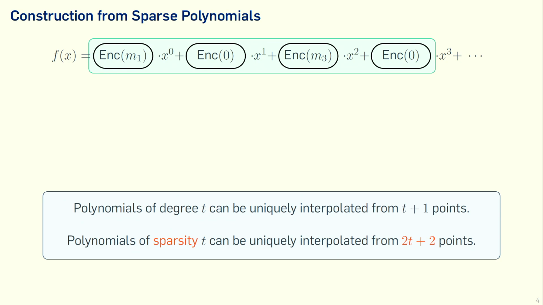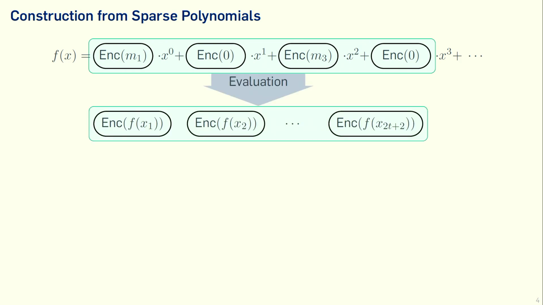So how can we apply this here? One way is taking this polynomial and evaluating it, which only uses an additive homomorphism. We need to add and multiply by constants. And so we can evaluate it on 2t plus 2 points. Now we have a list of ciphertexts that has only length 2t plus 2, so this is basically O of t. We can just view this as the compressed form of our very long vector.